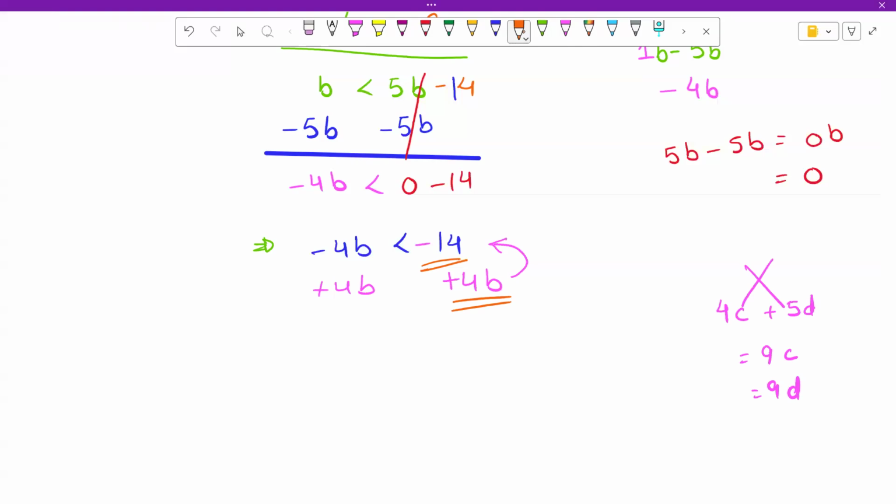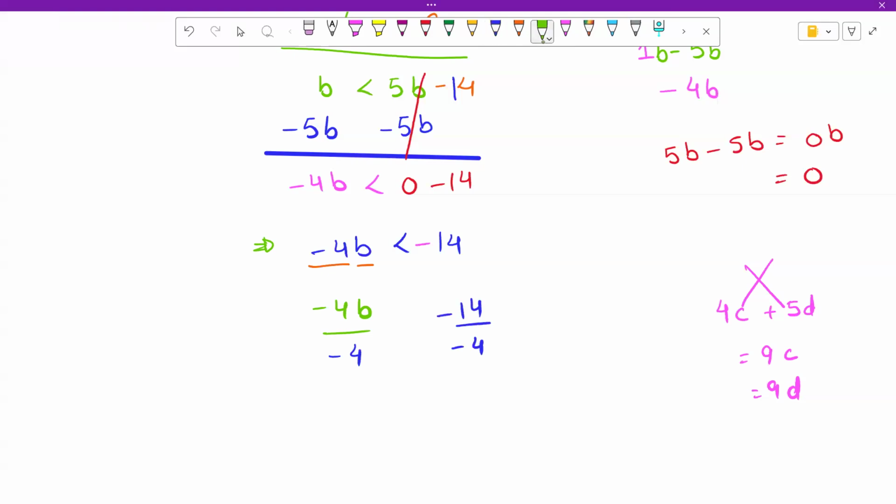What is happening between minus 4 and b? Is it add, subtract, multiply, or divide? Multiplying. What is the opposite of multiplying? Dividing. So minus 4b, what should we divide it with so that it becomes only b? We can divide it by minus 4. Whatever we are doing to one side, we will be doing to another side.